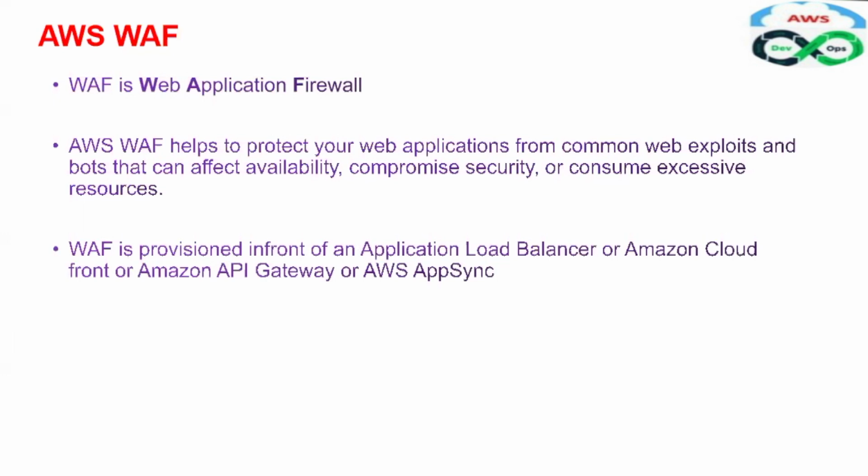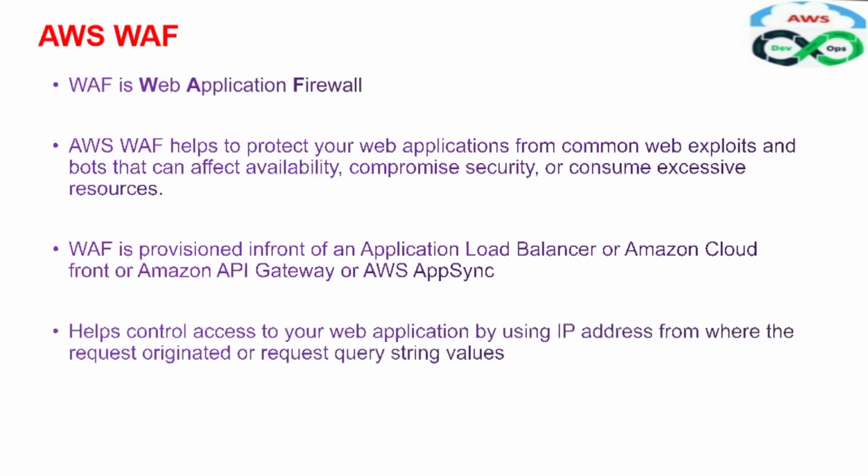So WAF is generally provisioned in front of an application load balancer or in front of a CloudFront distribution, or it could be in front of an API Gateway or an AppSync service. WAF helps to control access to your web applications by using the IP address from where the request originated. So through the WAF, we can control whether to accept or reject a request based on the source IP, as well as based on the country or region from where the request is coming from. So this is a summary of the use cases for the WAF service.